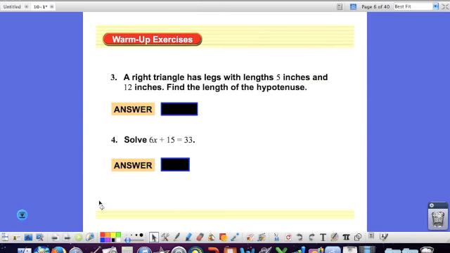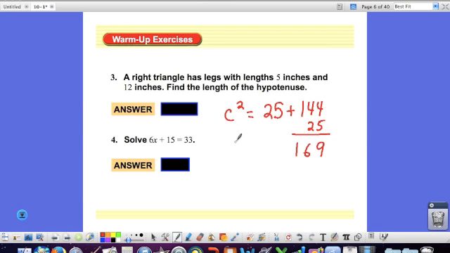A right triangle has legs with lengths of 5 inches and 12 inches. Find the length of the hypotenuse. So c squared equals a squared, we're going to call that 25, plus b squared, 144. 144 plus 25 is 169, and the square root of 169 is 13.